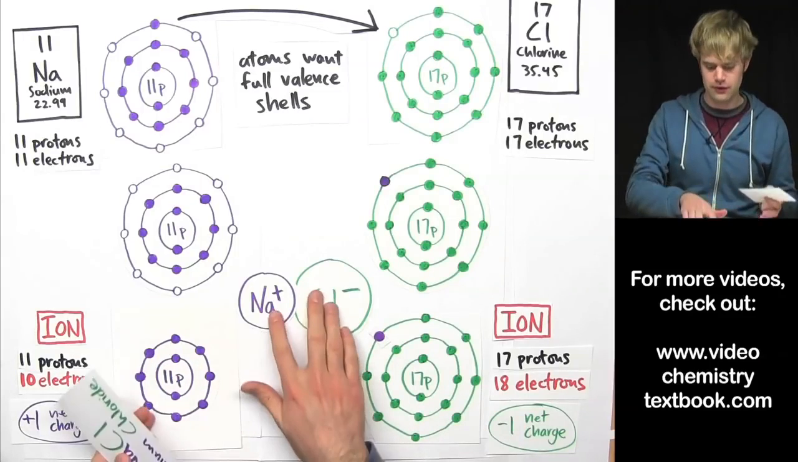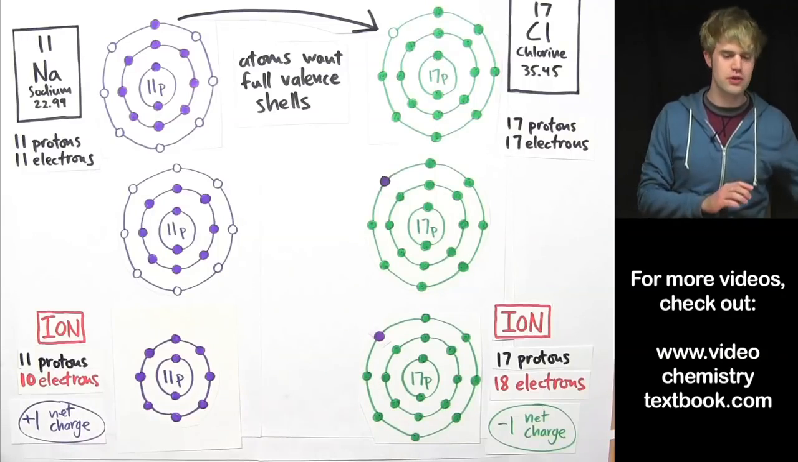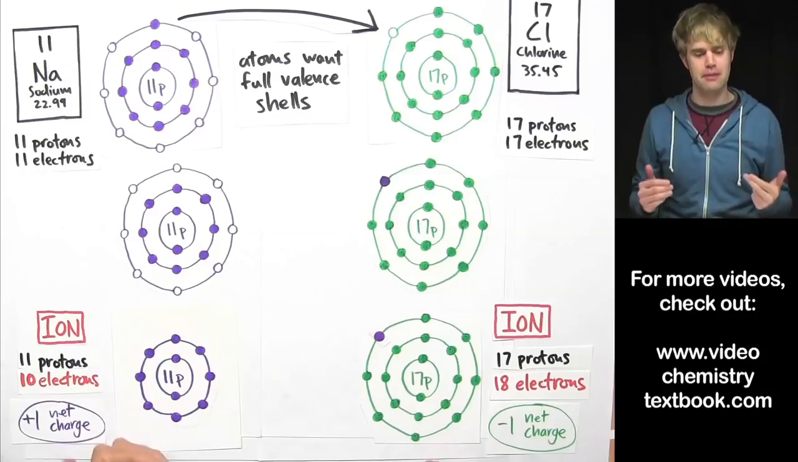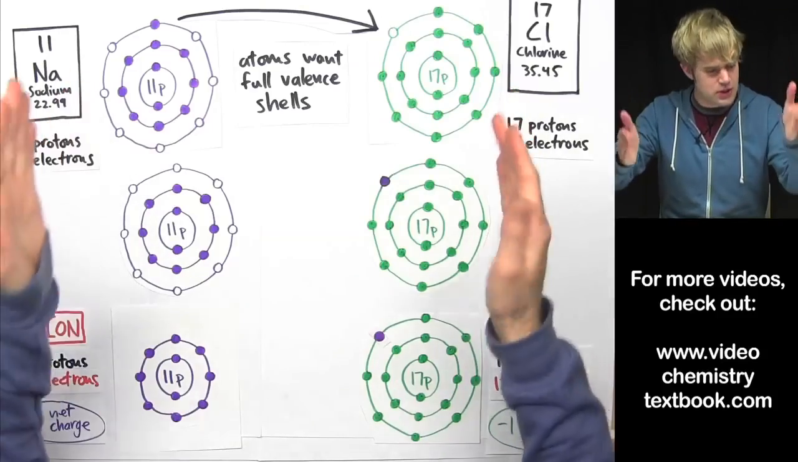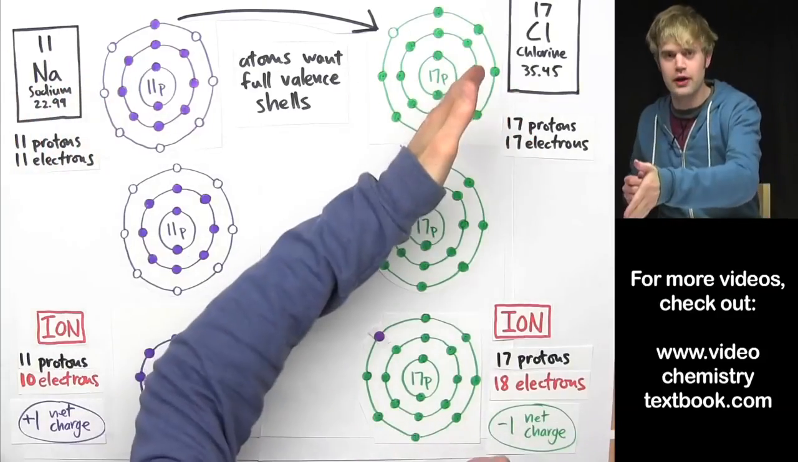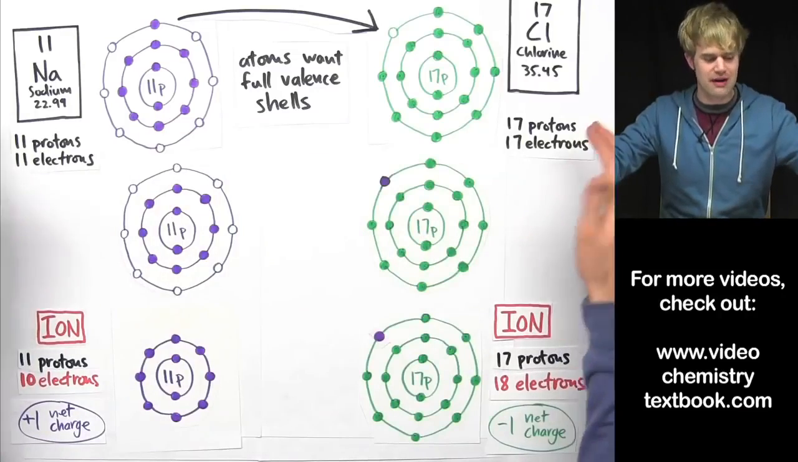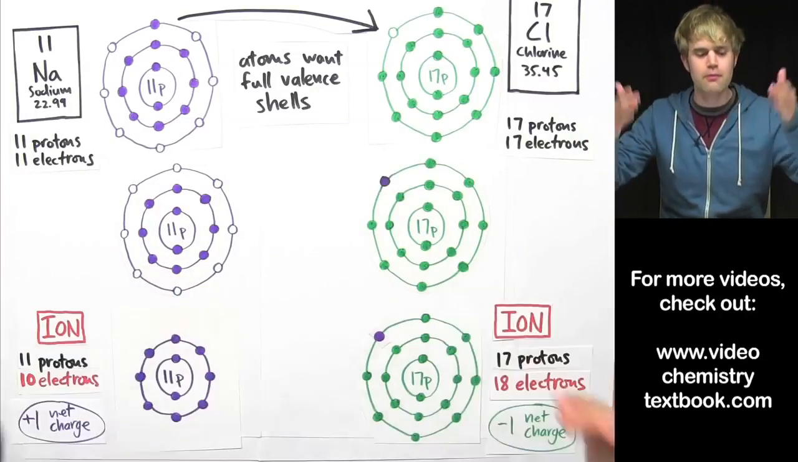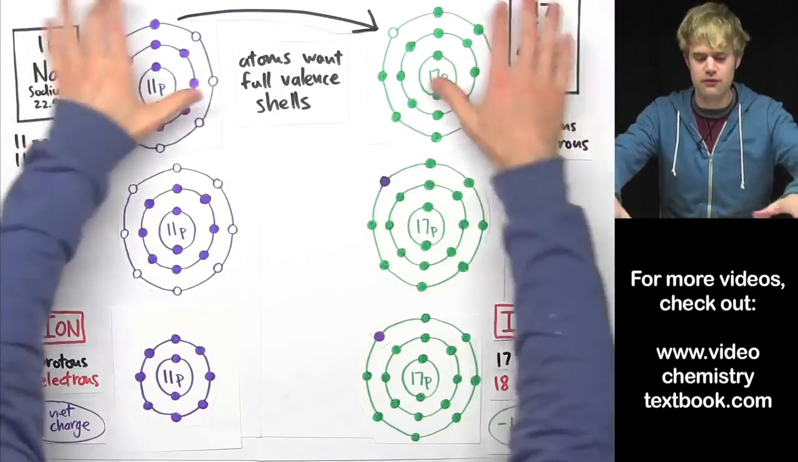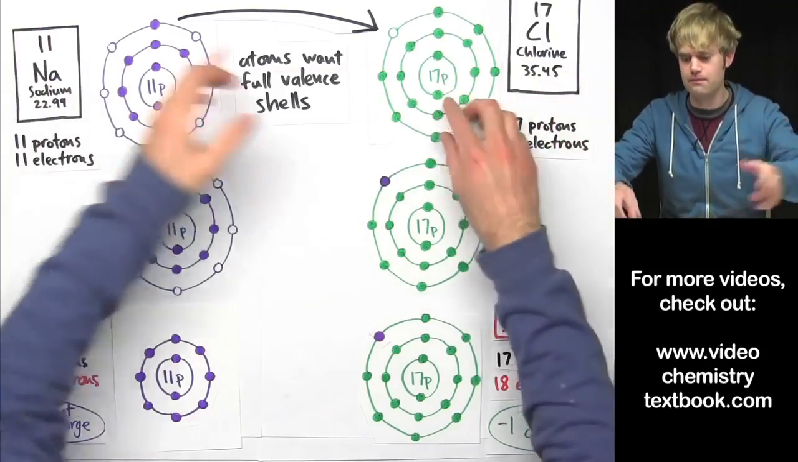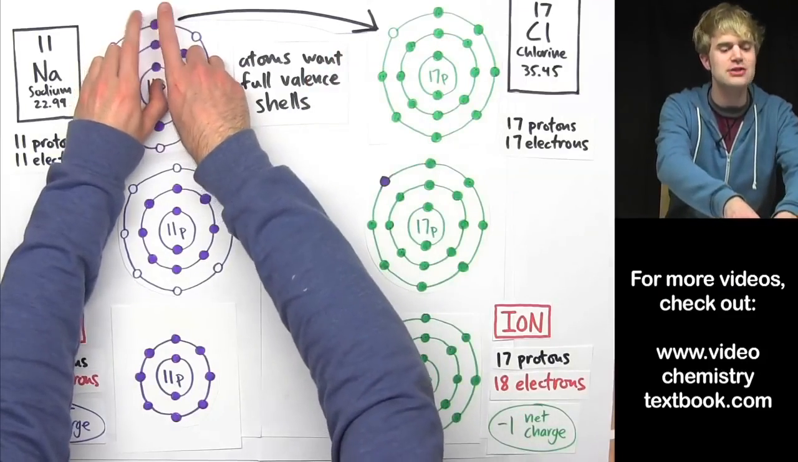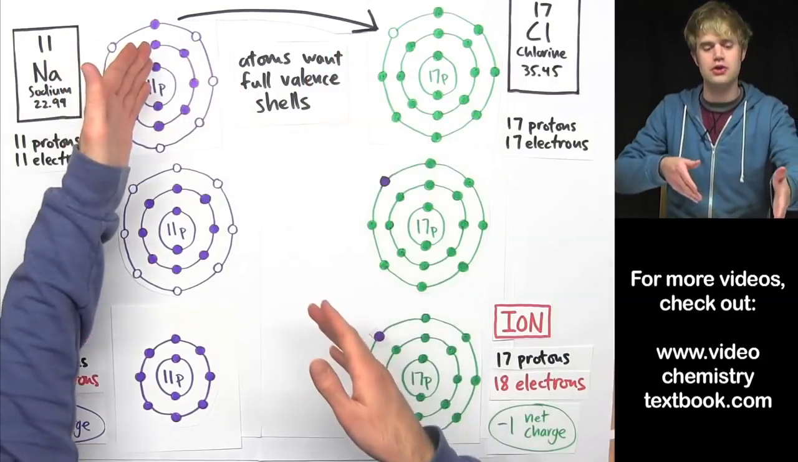Now, the formation of ionic bonds is one of the trickiest concepts in all of chemistry. So many people are confused by it. So I just want to go through this one more time, really quick, step by step. Okay, so we start out with sodium and chlorine. They are both neutral. They have the same number of protons and electrons. But they're both unhappy because their valence shells are not full. Chlorine has an empty spot, and sodium has only 1 electron in its valence shell.